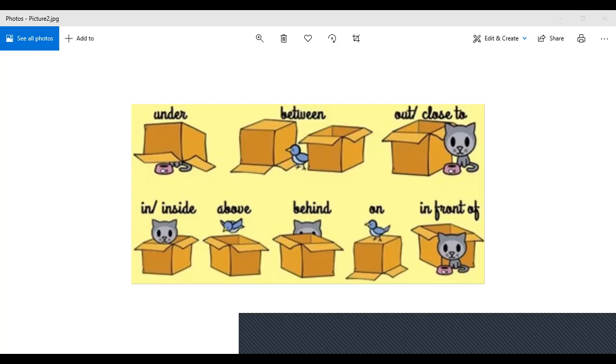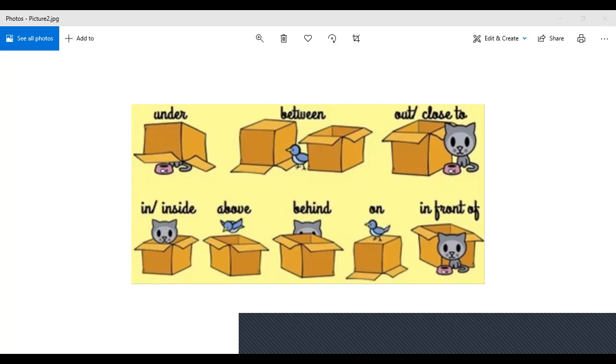Then we have behind. Behind means when something is hiding from us. The word behind is similar to hide, right? When something is hidden, yes, at the back of something, we call it behind. Let's say this cat is behind the box, right? So this is the next positional word or the preposition that we use to tell the position of something.